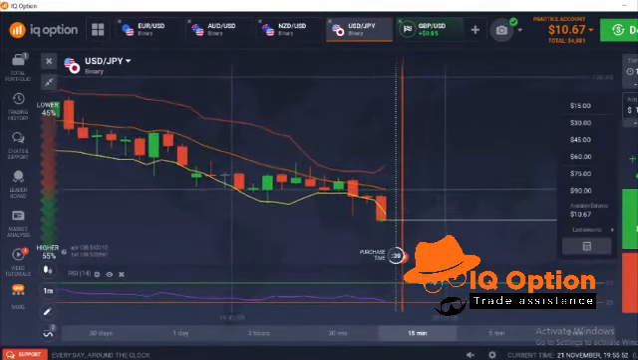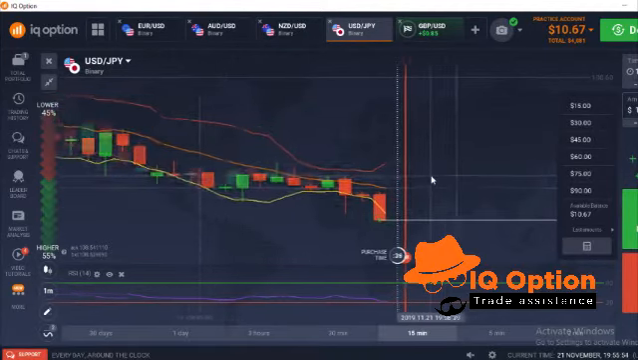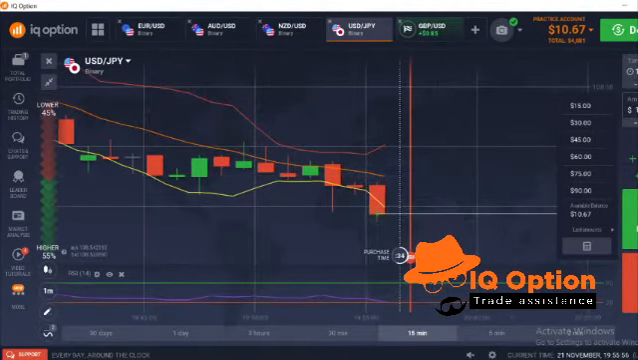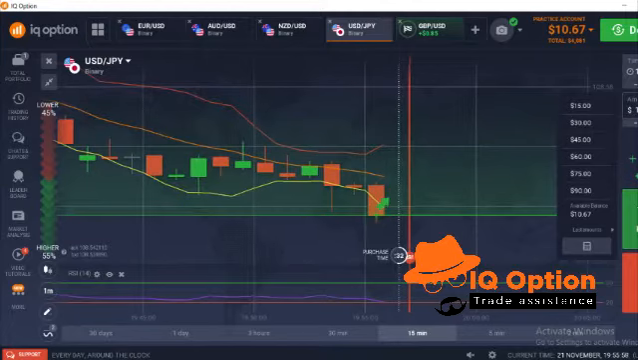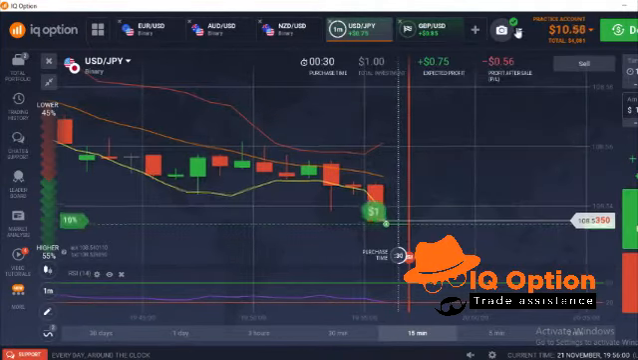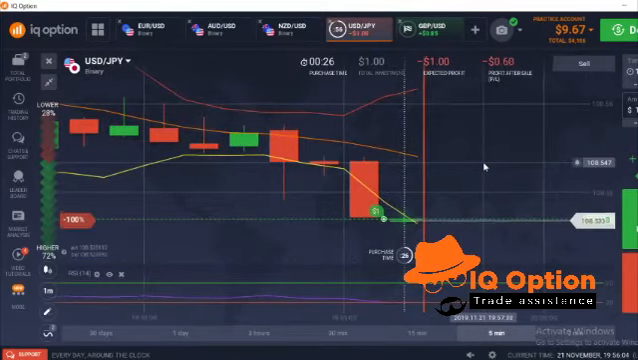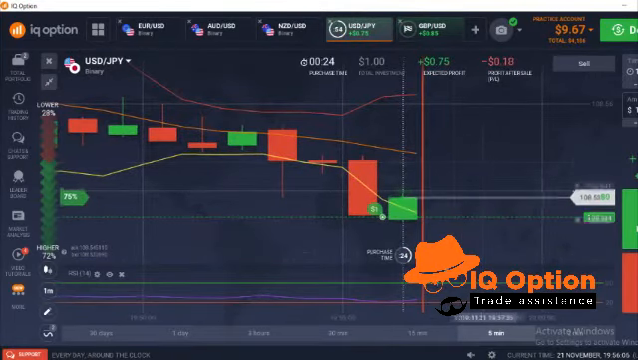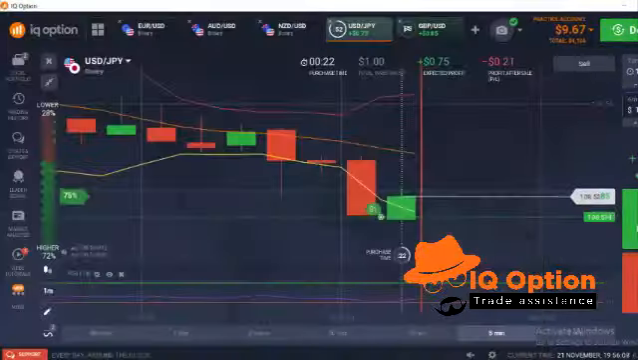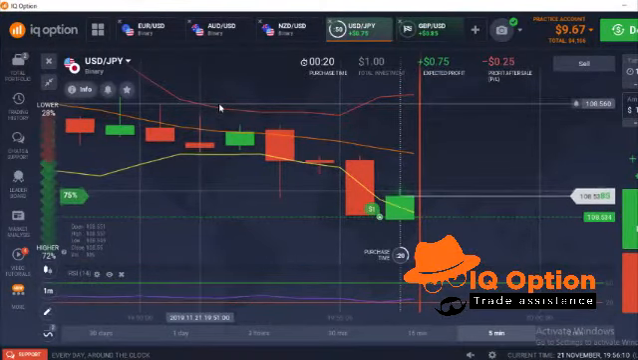So here is a good signal to trade. The RSI is touching the lower band and the red candle is extra large. We will trade to higher at 31 seconds, but we wait. Yes, we trade to higher. So we wait. If we lose this trade, we will use martingale 1.5.